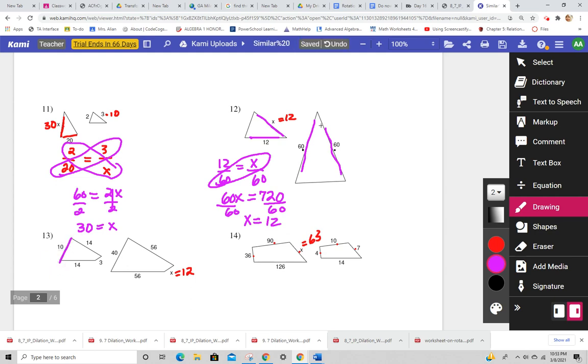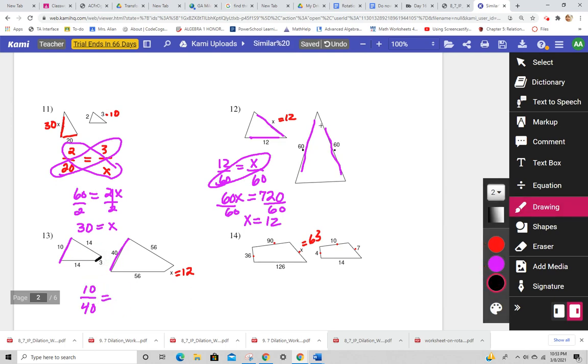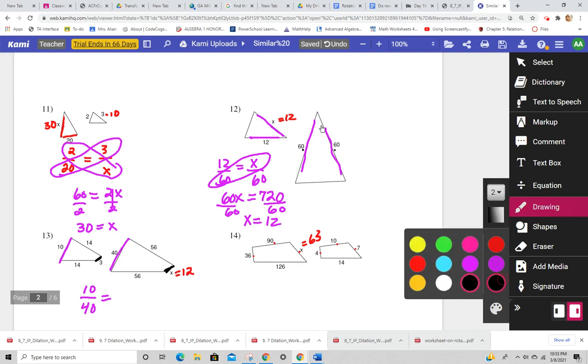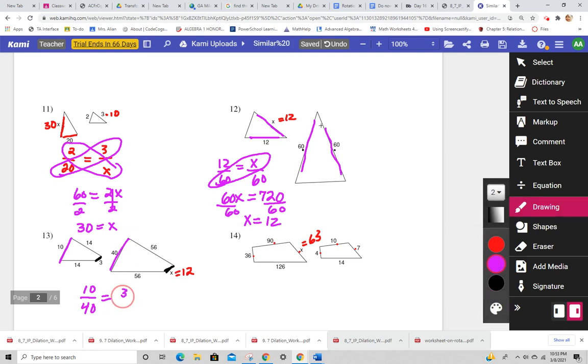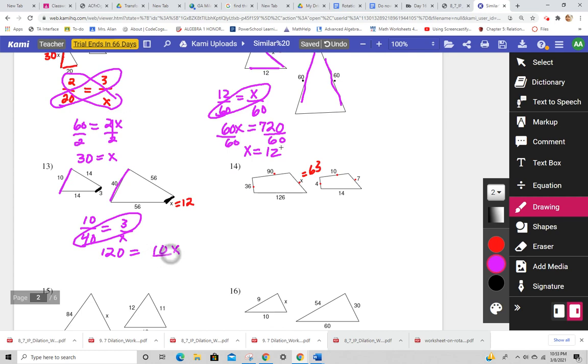You can do this. 10 corresponds with 40. Just like 3 corresponds with x. And we'll take the cross product, that's 120 equals 10x. We'll divide both sides by 10. And x equals 12. All right, so you get the same thing.